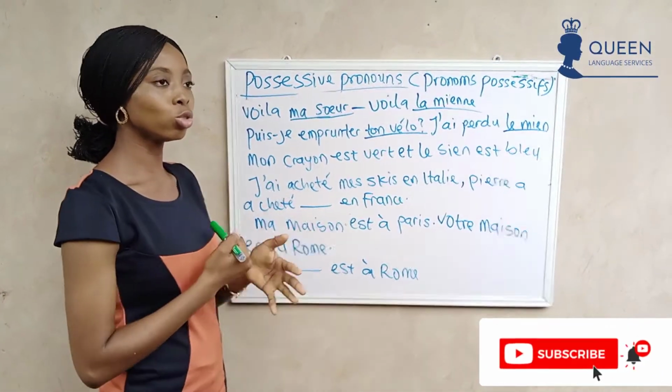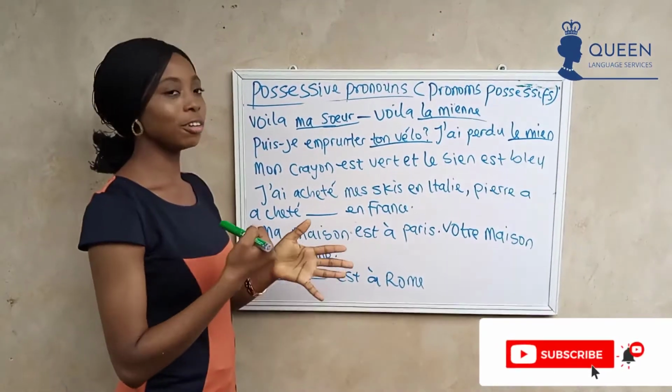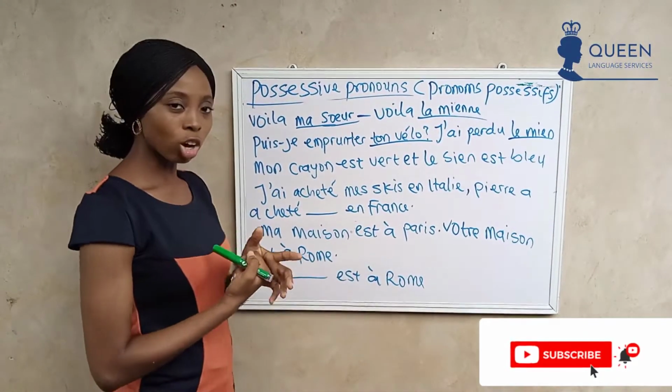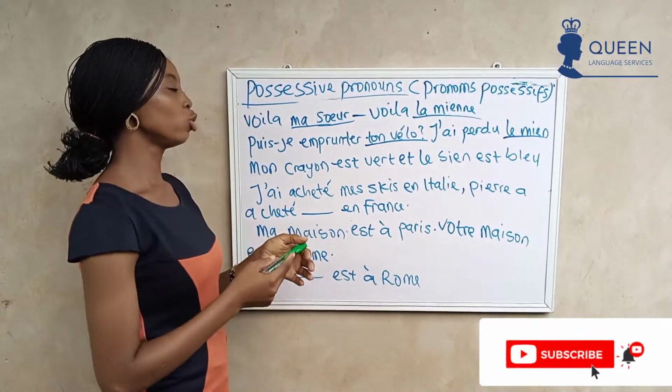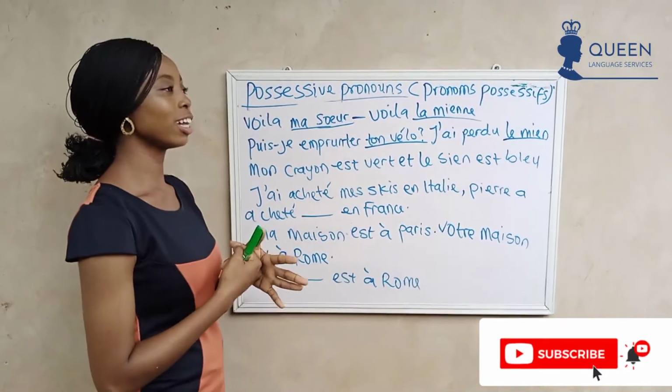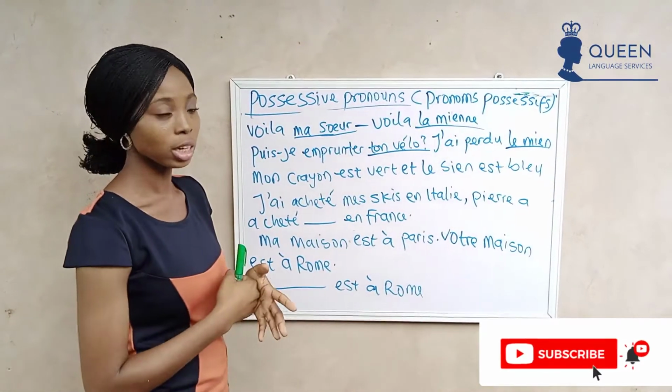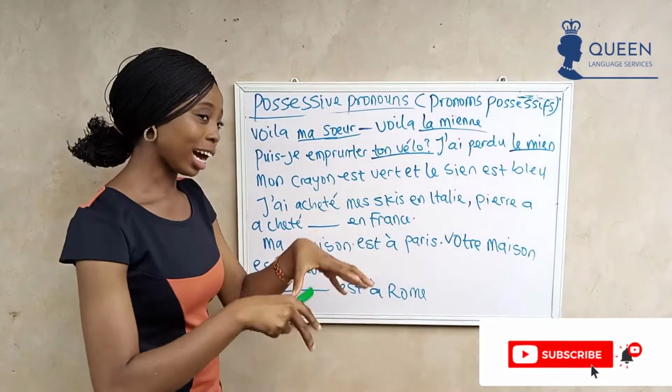So when you want to use your possessive pronouns in the French language, not all the time are you going to consider the person that is speaking. In fact, in most times, you don't consider the person that is speaking. You only consider what the action is on.